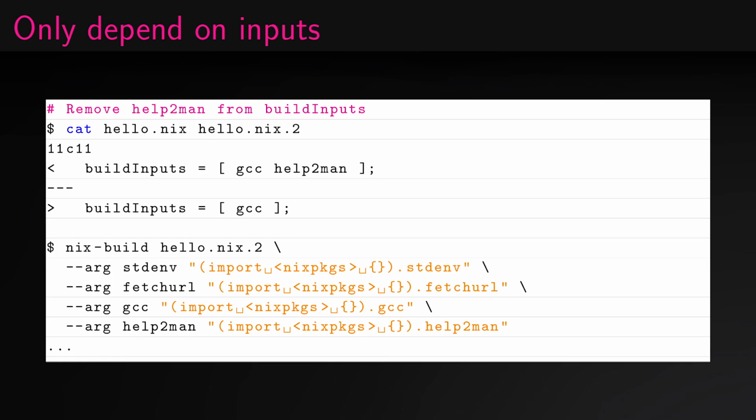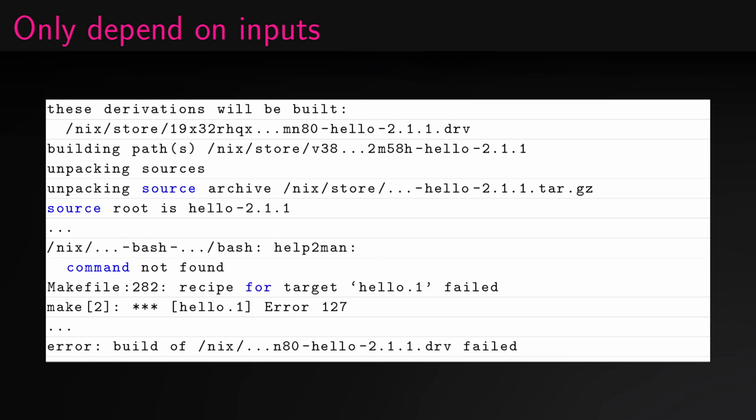So what if we removed help to man from the build inputs? Well, in this case, it starts building. So you might think, oh, well, that's not good, right? But then in the end, it actually errors out, which is actually what we want. We don't actually want it to result in a Nix path with built binaries inside of it.